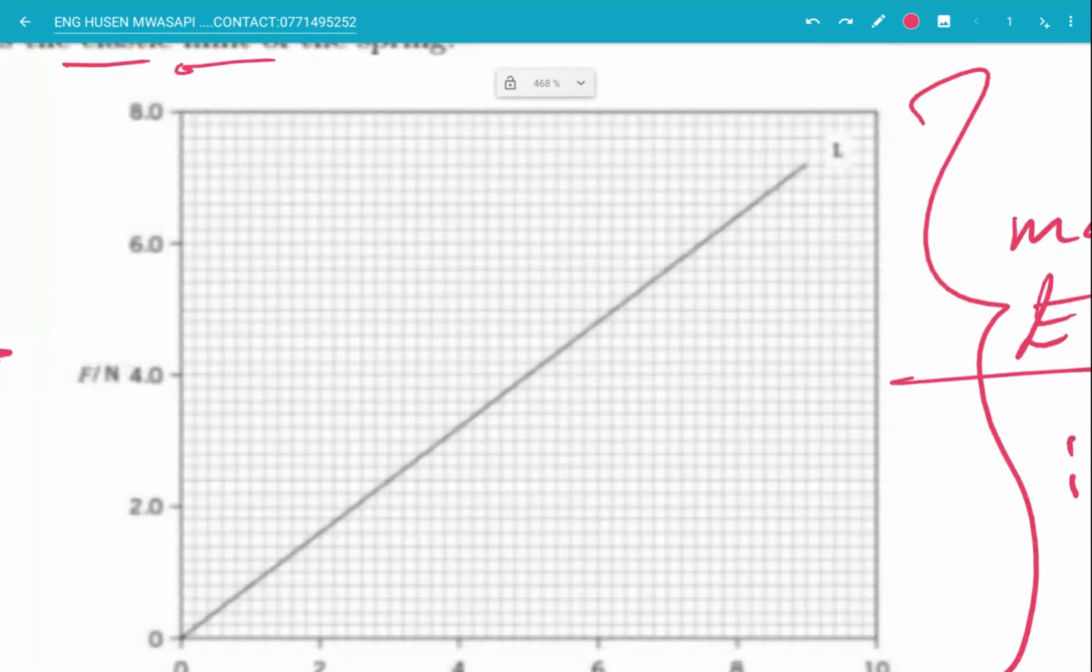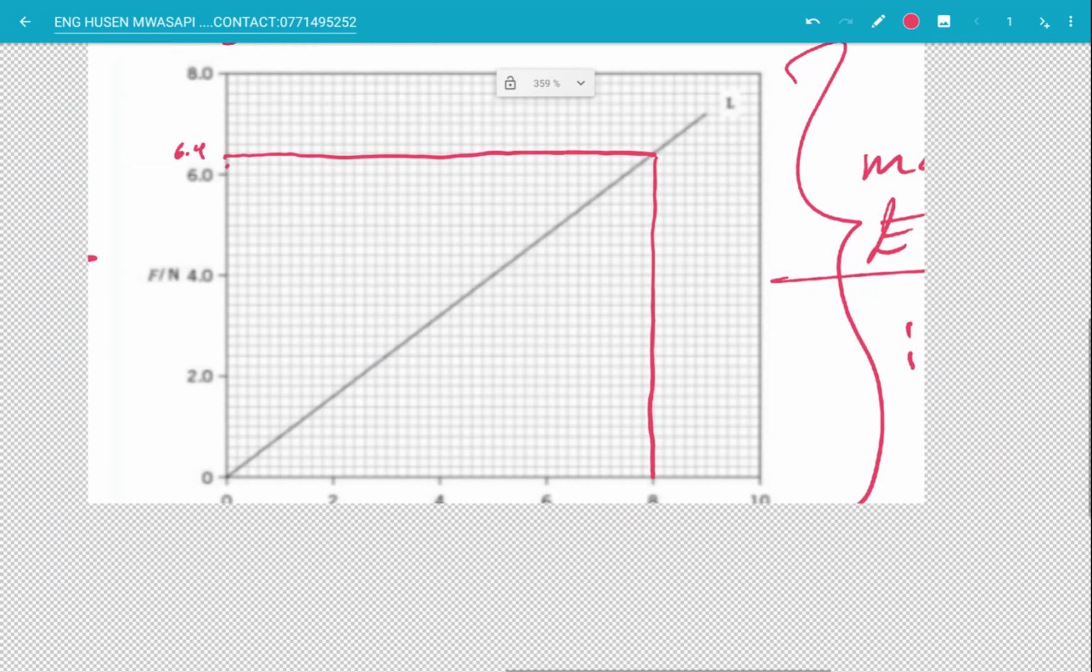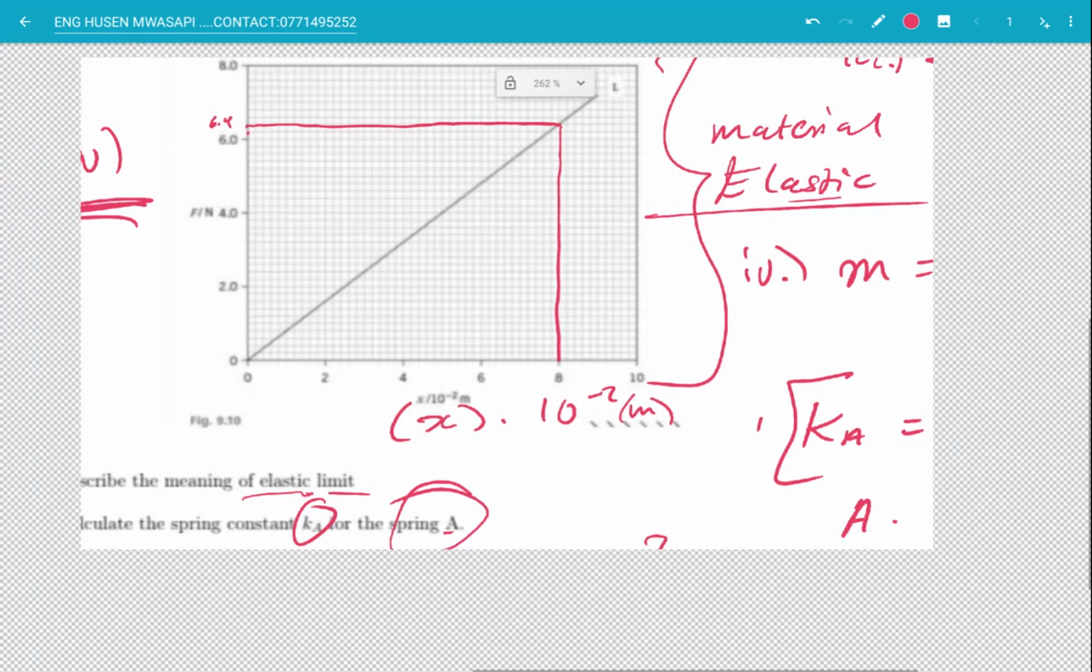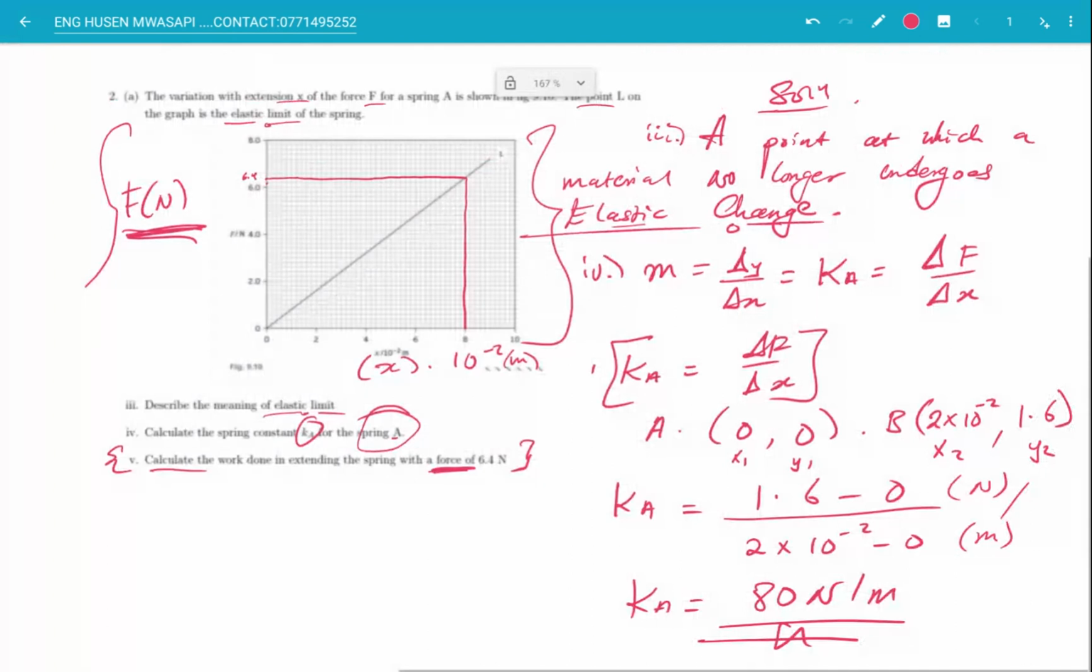So this is 6.2, 6.4 here. So where 6.4 is, follow it all the way and bring it down like that. So that's what we're having now. With that information, we can see what we can do now. It's falling on 8.